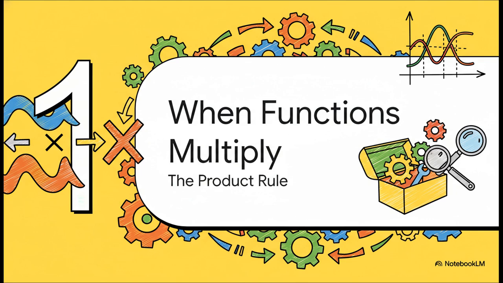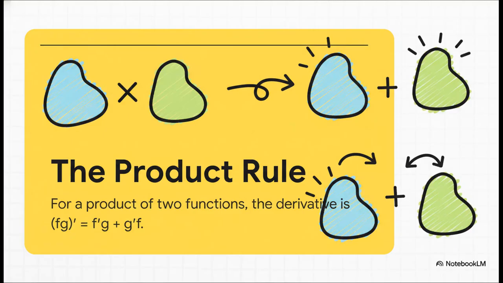Okay, so let's start with the most straightforward case. What happens when you see two distinct, separate functions that are just being multiplied together? Well, this situation calls for a very specific tool from our toolbox. And that tool is the product rule. Now take a look at the formula on the screen. It's a pretty specific little dance, right? You differentiate the first part while leaving the second one alone, and then you just add the reverse of that.